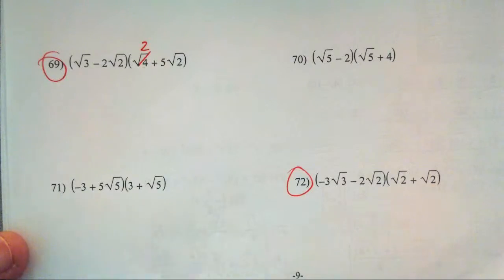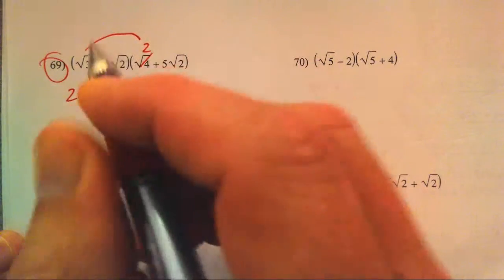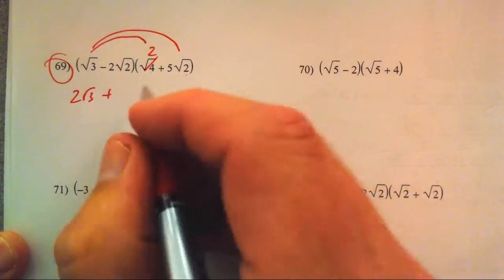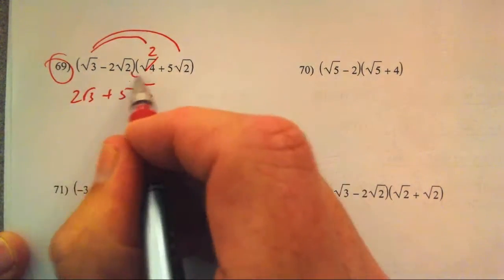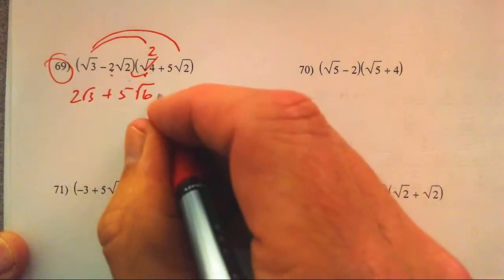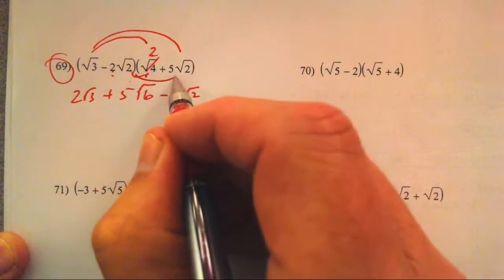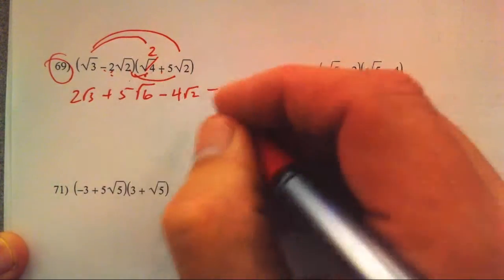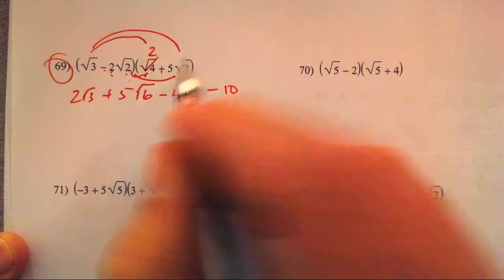So now I got a FOIL. Plus times plus 2 root 3. Outsides. Plus times plus is a plus. I'm going to have 5 root 3 times root 2, root 6. Insides. Minus times plus, minus. 2 times plain old 2, 4, but a root 2 along for the ride. And last times last, minus times plus, minus, 2 times 5, 10, root 2 times root 2, 2.